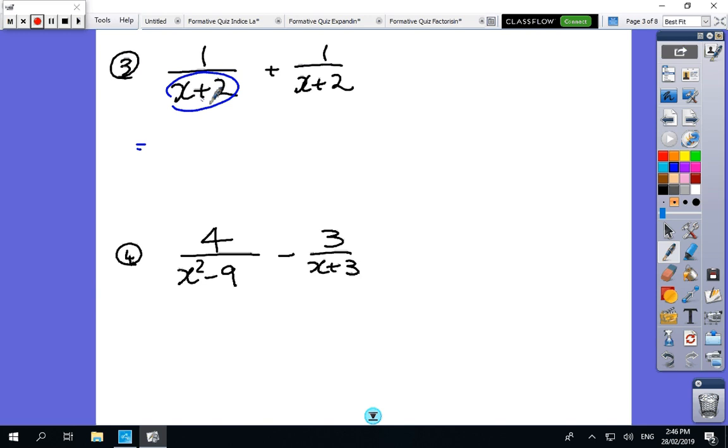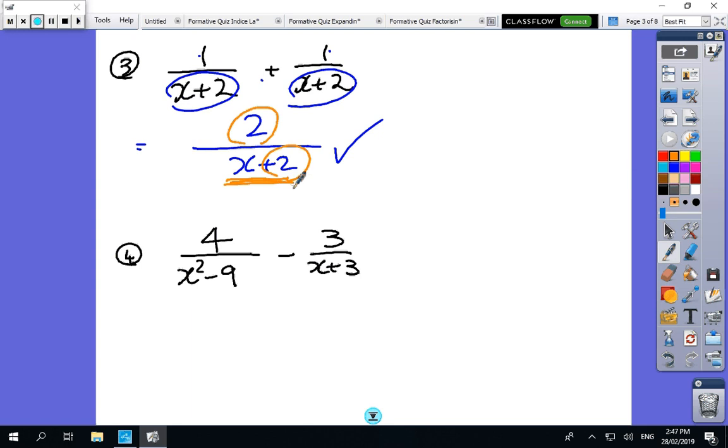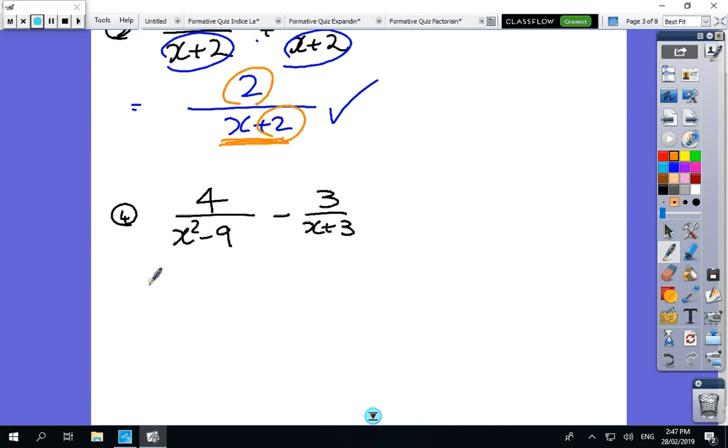Okay, the first one, x plus 2, it's the same number, so the common denominator is x plus 2, which means I can just go 1 plus 1 is 2. Now that's it, that's the answer. Okay, you can't cancel those 2's out, because that's not factorized. So the answer is just 2 over x plus 2. Okay, in the next one, you have to factorize this as a difference of 2 squares.